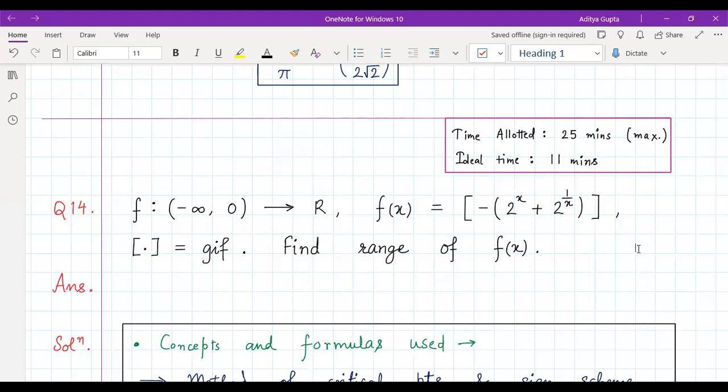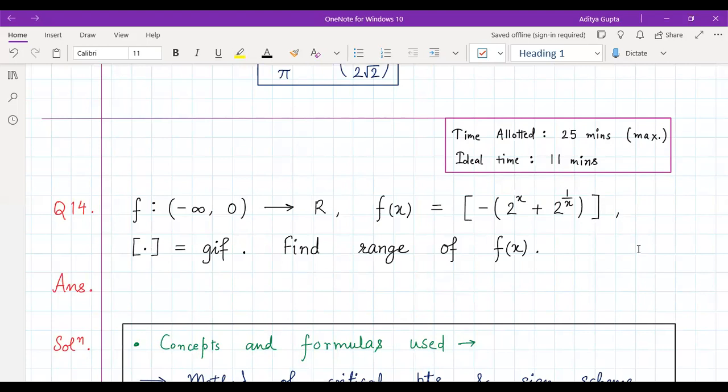Today we are discussing question number 14 from the chapter of AOD, monotonicity and maxima-minima. The question asks us to find the range of f(x), if f(x) is defined as the greatest integer function of negative of (2^x + 2^(1/x)), and it is given that the domain of the function is negative numbers, from minus infinity to 0.